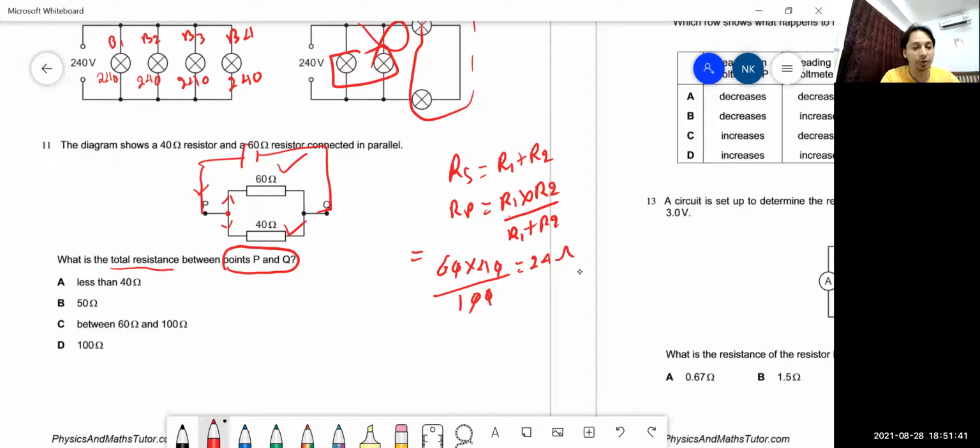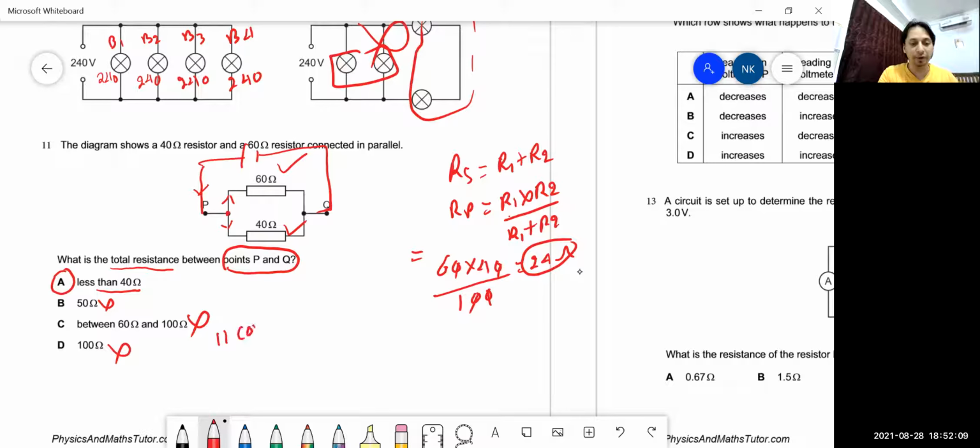But if you go to the options, the answer options are not given accordingly. It means less than 40 ohm. Yes, I can see that 24 is less than 40 ohm. Is this greater than 50? No. Between 60 and 100? No. 100? No. So sometimes questions will be in this form: what is the total resistance? Less than 40 ohm.